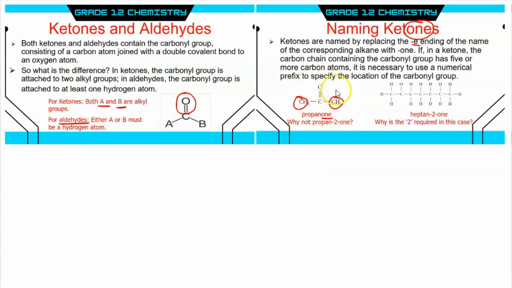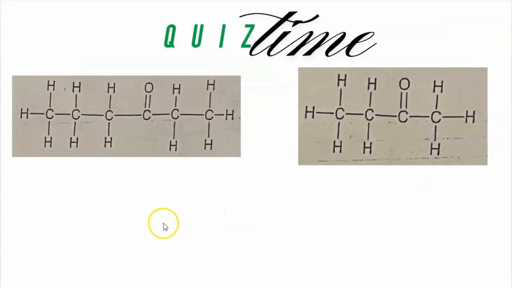However, if we go into a longer chain, like 4 carbons or longer, we're going to have to specify. So here we have 1, 2, 3, 4, 5, 6, 7. So here we have heptane. And on our 2nd carbon, we have that double bond to the oxygen. So this is going to be heptan-2-one. In this case, we have to specify it. What do you think these are called? Pause the video, give them a try.